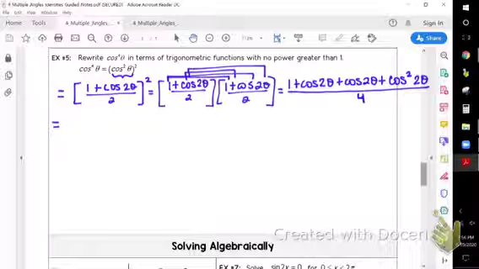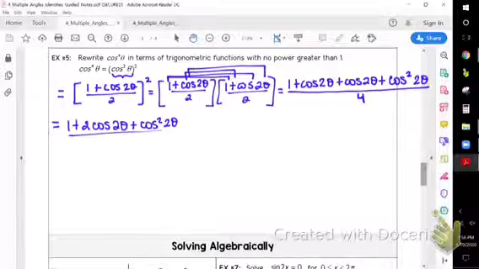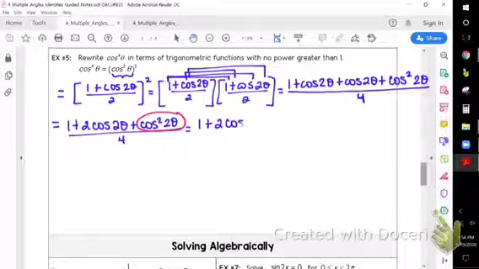So I'm going to combine my like terms in the numerator. So I got 1 plus 2 cosine of 2 theta plus cosine squared of 2 theta all over 4. Well, now I still have a cosine squared, so I'm going to have to go back in now and do the power reducing formula again right here. So we have our 1 plus 2 cosine of 2 theta plus, now I'm going to change colors here so we can identify that this goes with that cosine squared of 2 theta.